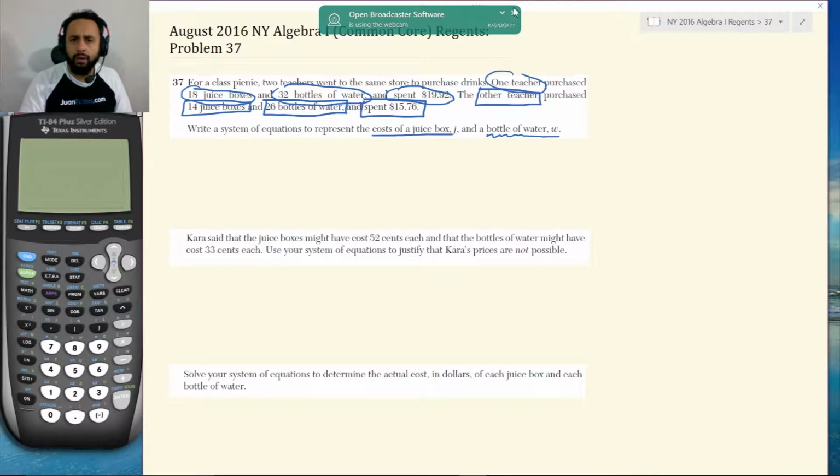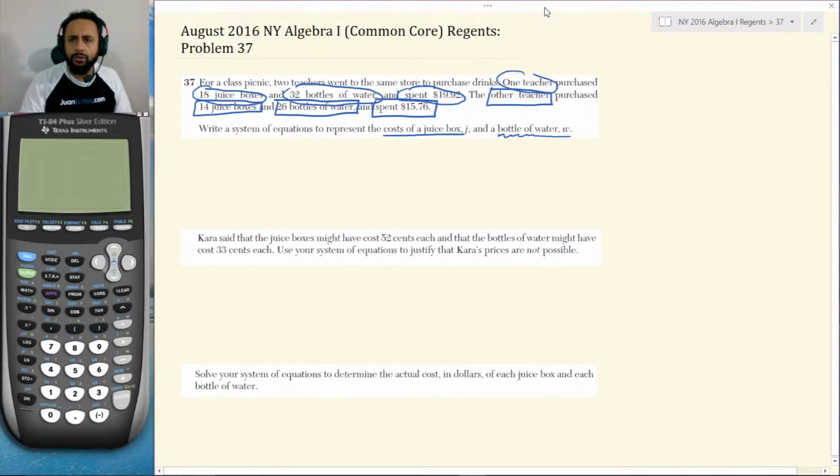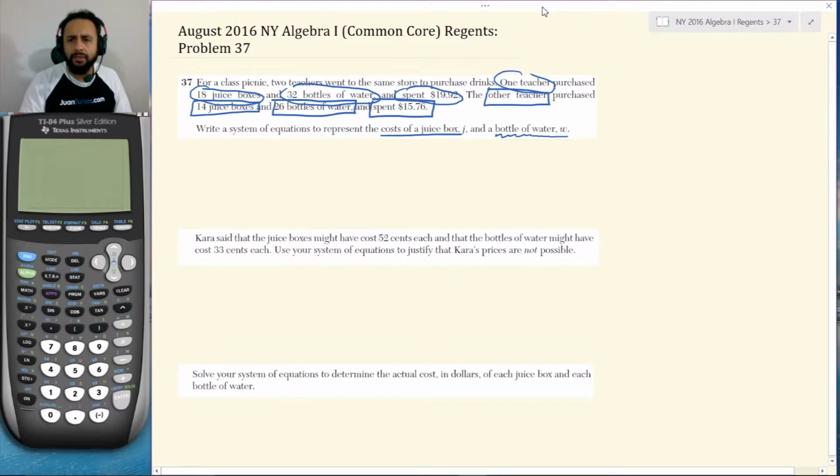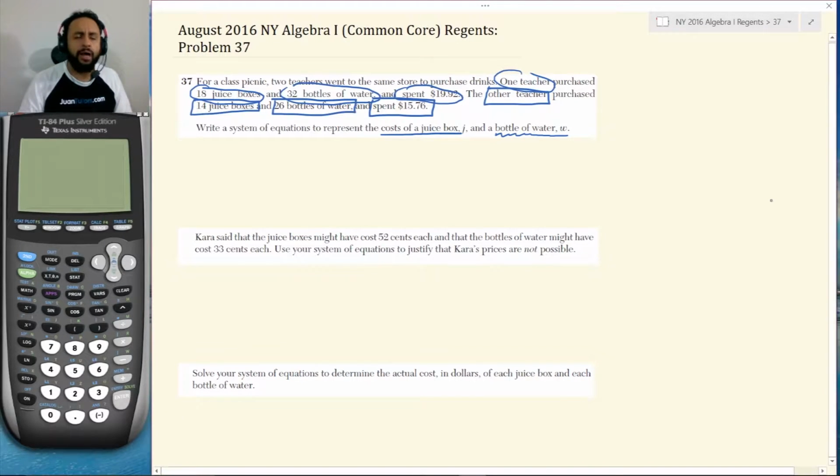So in this case, you want to make sure that you choose your variables wisely. Don't choose, for example, variables like x and y. They're way too generic. Choose variables like J for juice box or B for juice box, W for bottle of water, or H for H2O. Those kinds of variables, because with an x and a y, you will forget what x and y represent, and you'll have to look back. Trust me. The best thing you can do for yourself, you have so many variables going on in this test.